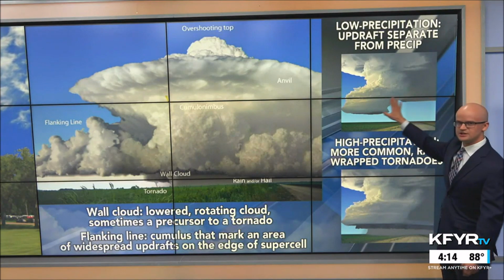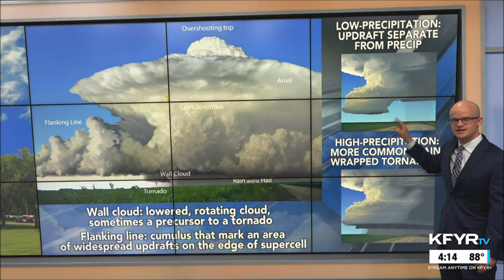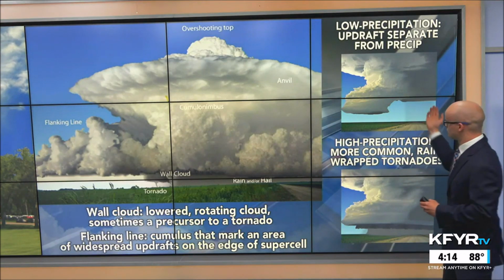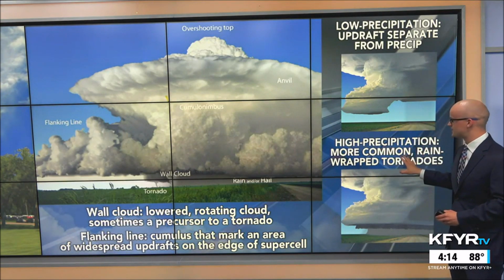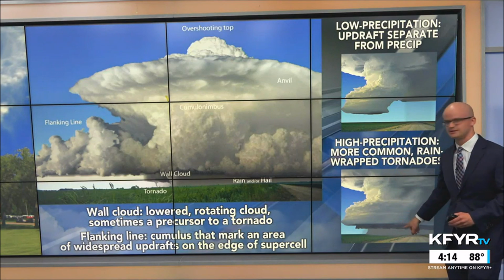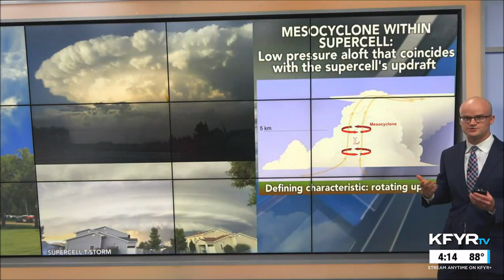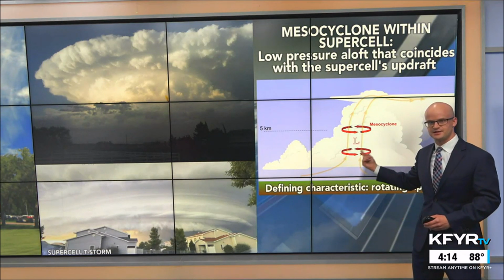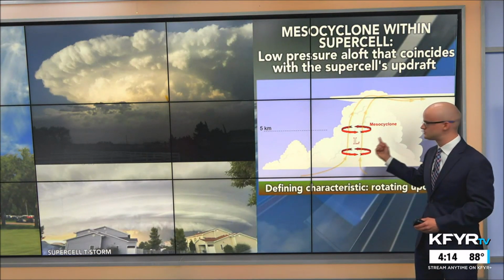These supercells can either be low precipitation, which is less common, when there's not a whole lot of rain that falls along with our rotating cloud, or high precipitation, which is more common, and these can lead to rain-wrapped tornadoes, which are pretty dangerous because you can't see them. It's all about that rotating updraft inside the cloud, as I've mentioned. It's called the mesocyclone.